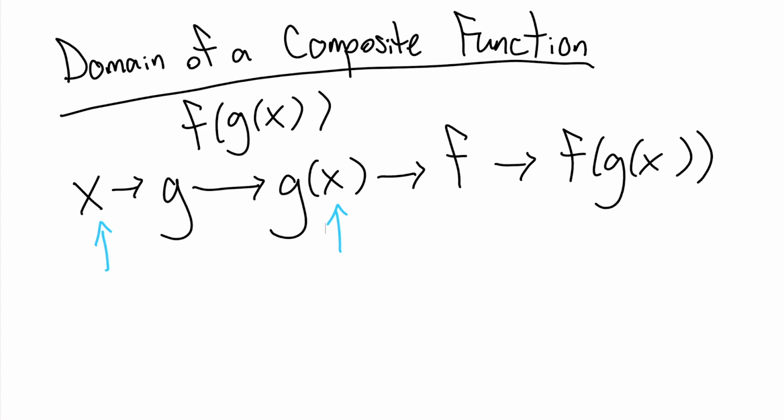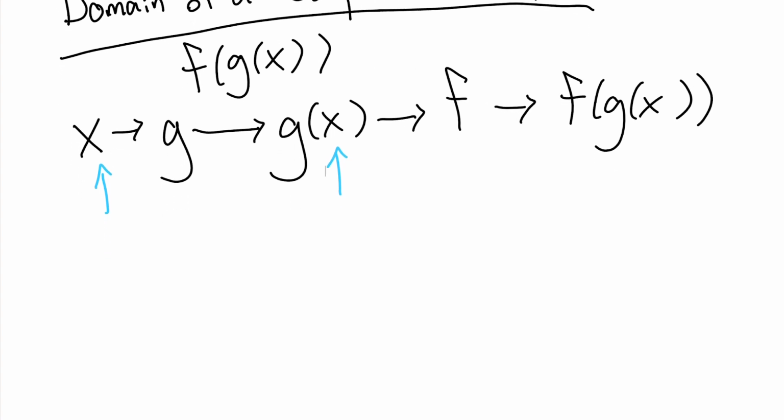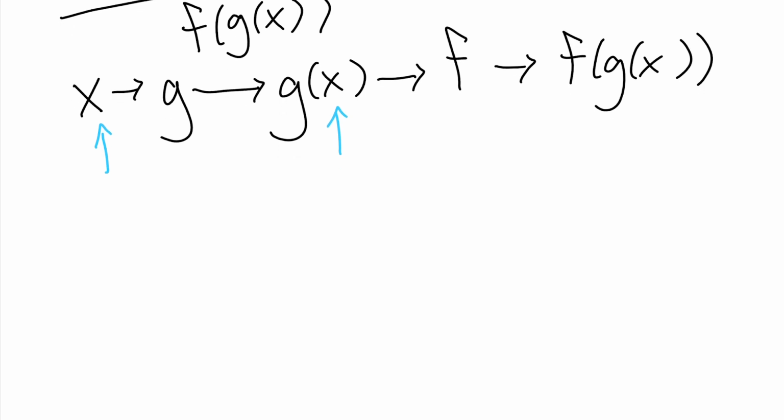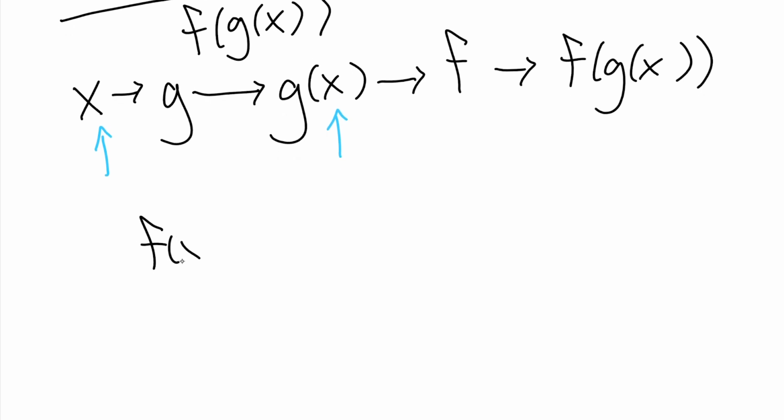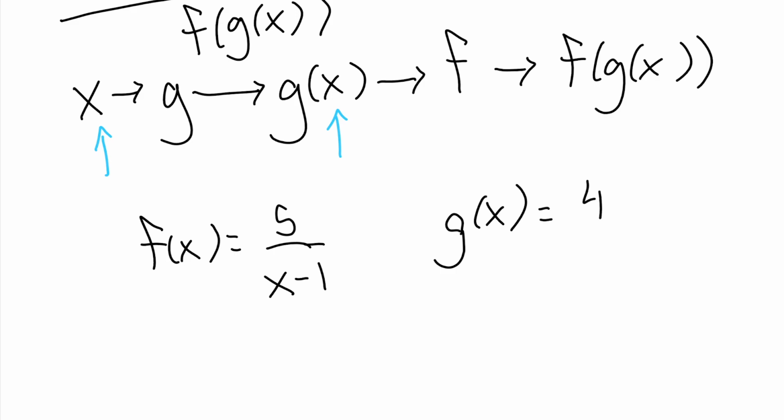So let's look at an example here. A lot of the ones that we did in the previous videos, the primary functions we were using were a linear function and a quadratic function, and both of those have domains which are just all real numbers. So we didn't really need to think about the domain at all anyway. So let's look at an example where we have two functions which have domain issues. Okay, so 5 over x minus 1 for f of x. And then we'll look at g of x equals 4 over 3x minus 2.